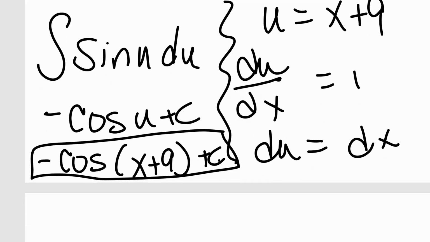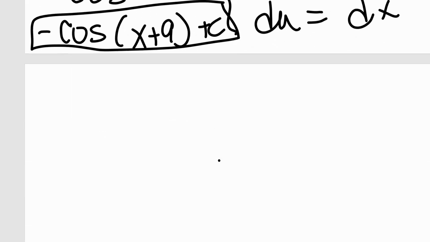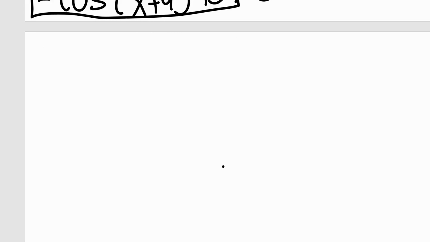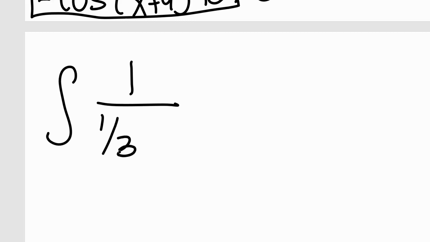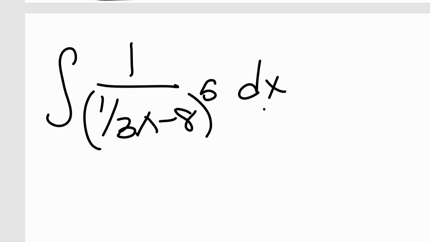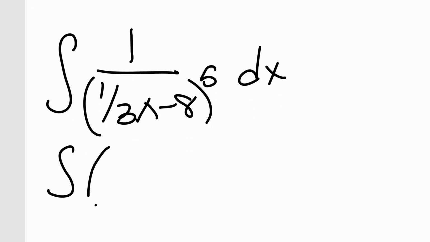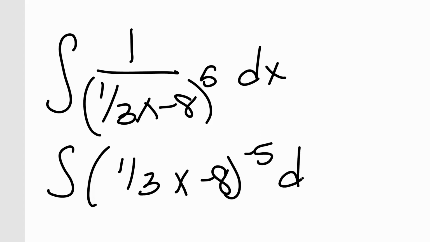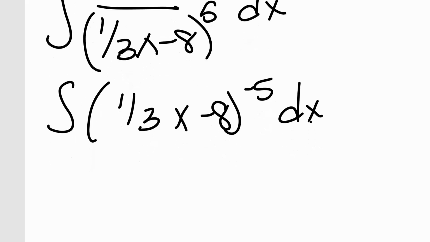All right, let's do another one. The integral of 1 over (1/3 x minus 8), all of that to the 5th, dx. All right, well, this can be rewritten as the integral of (1/3 x minus 8) to the negative 5th dx. So that looks a little bit nicer. We're going to work with that one.